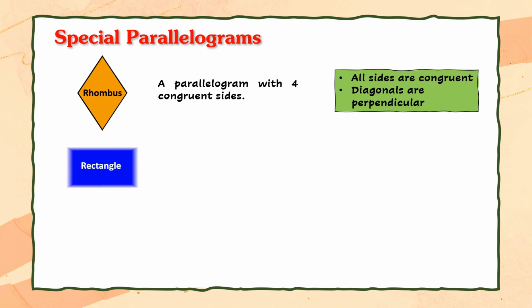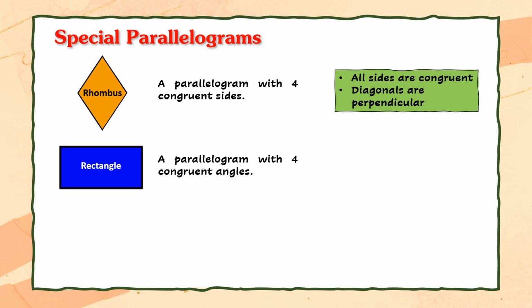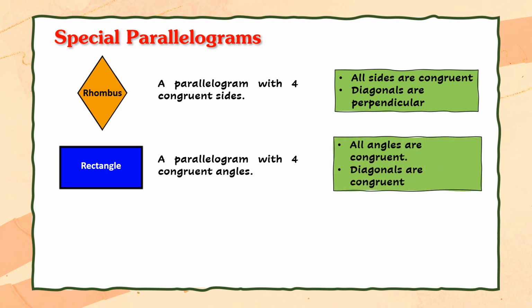Another special parallelogram is the rectangle. A rectangle is a parallelogram with four congruent angles. It means that all angles are congruent or all angles have the same measures. Also, the diagonals of a rectangle are congruent. It means that the diagonals have the same measures.